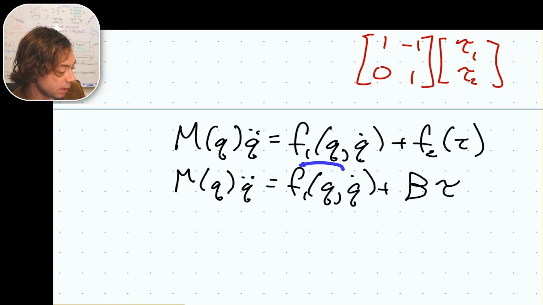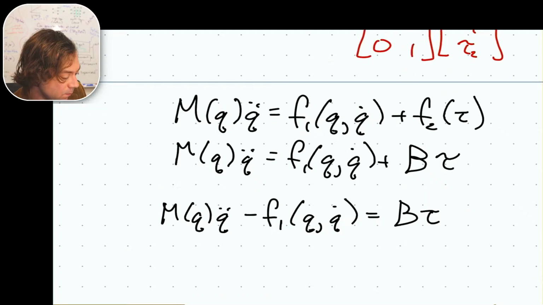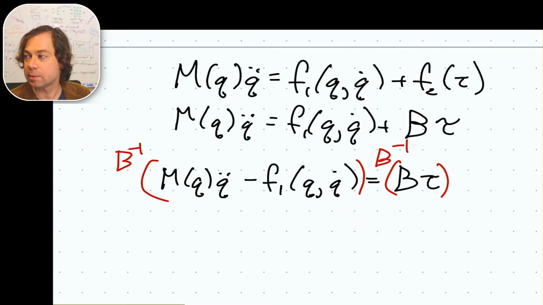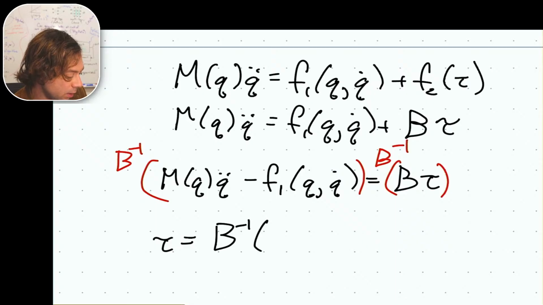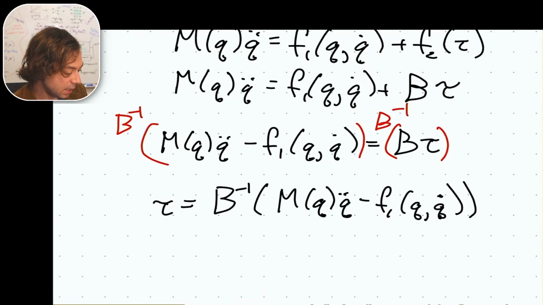Let's solve for this. Let's put f1 on the other side. That's M of q q double dot minus f1 of q dot is equal to B times tau. Let's multiply both sides by B to the minus 1. That's a very simple inverse to take. Therefore tau is equal to B to the minus 1 times M of q q double dot minus f1 of q dot. That's your inverse dynamics.